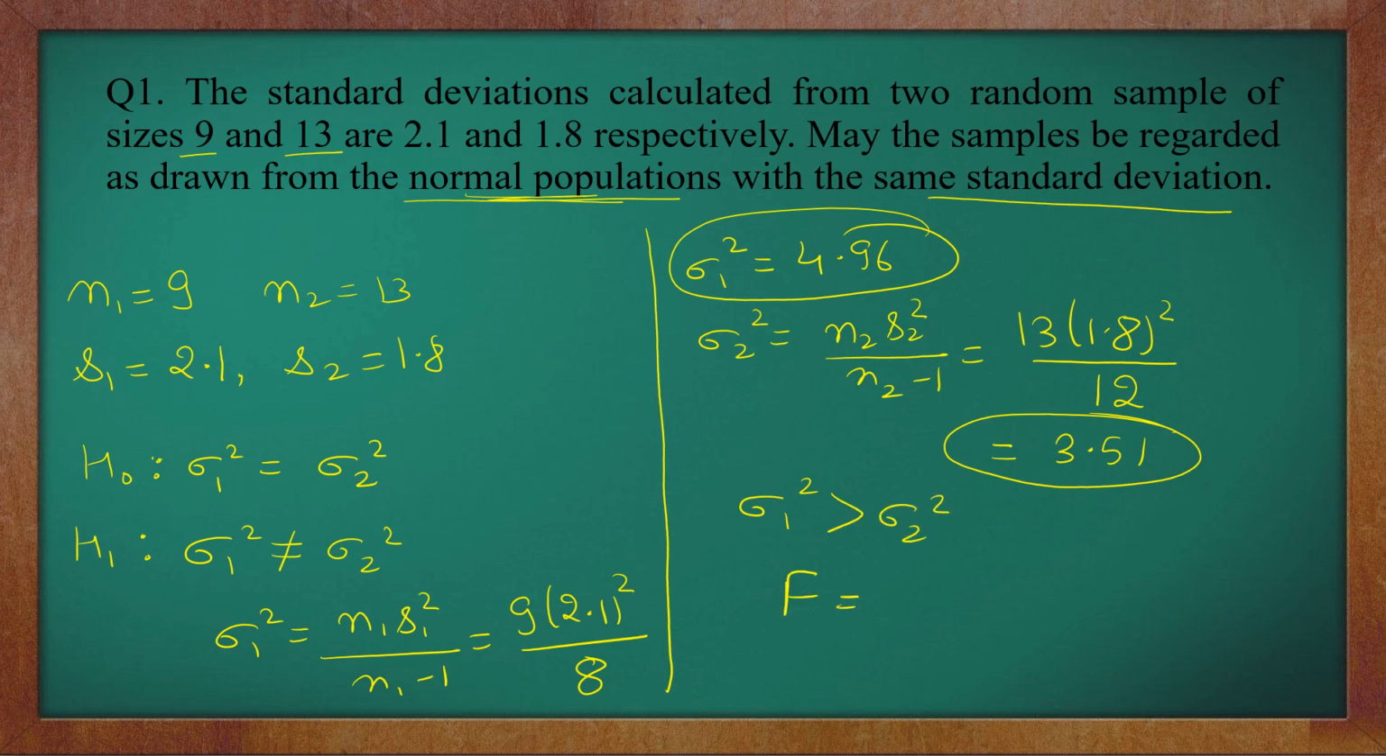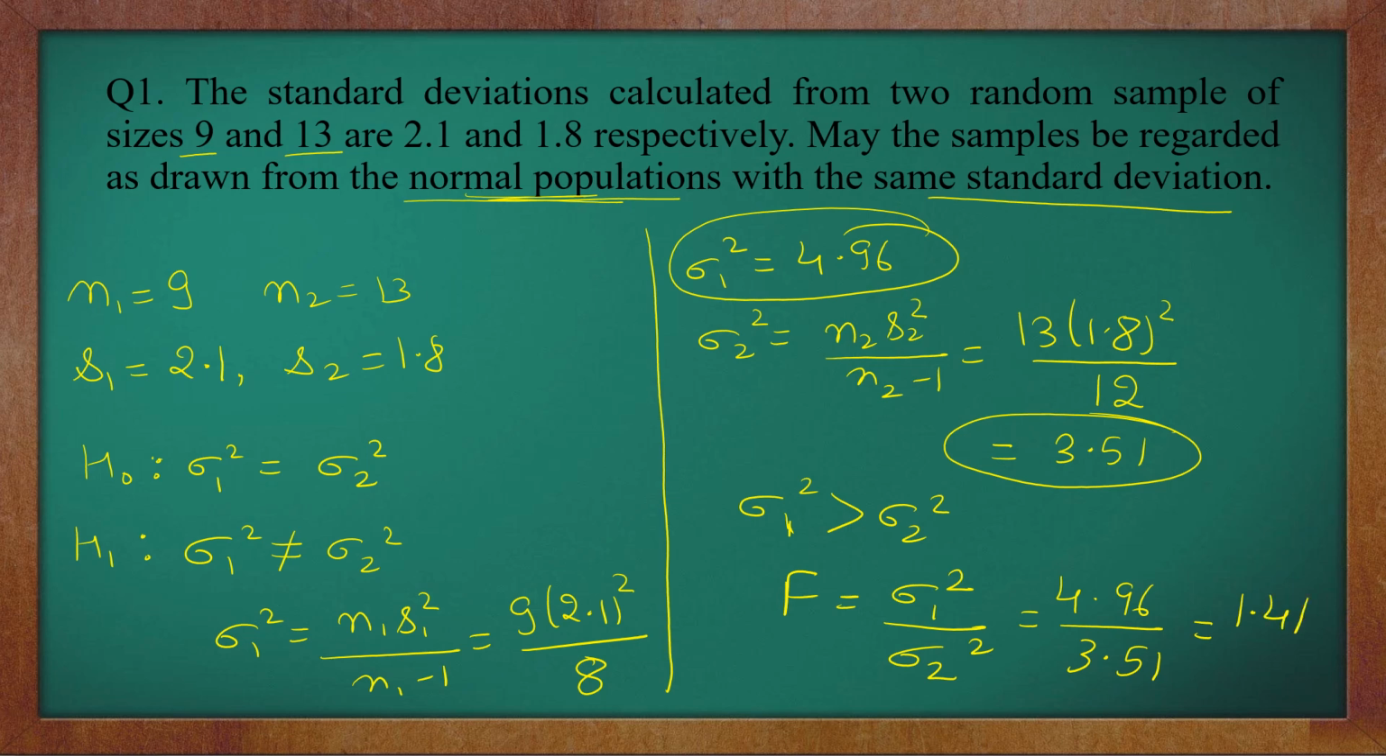So what is the formula I will apply? Who will be the numerator? Sigma 1. Sigma 1 square upon sigma 2 square. So the value is 4.96 upon 3.51. My answer is 1.41, which is greater than 1.